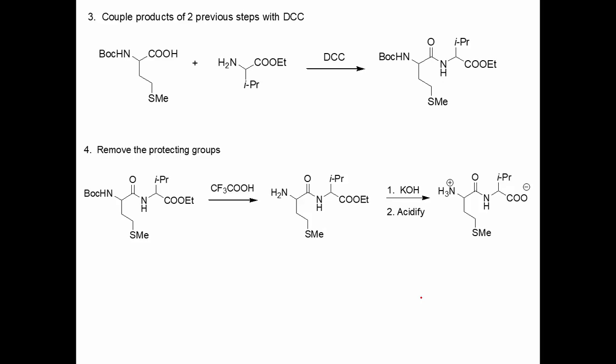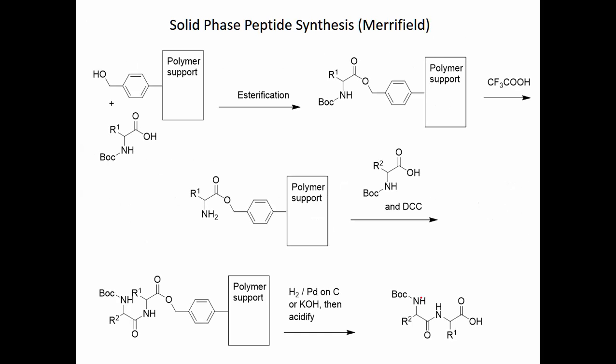Okay, so a better method had to be developed, and this won the Nobel Prize a few years ago. This is the Merrifield solid phase peptide synthesis. Okay, so what we're going to do is bind the amino acid to a solid support. Okay, so what we're going to do here now is make an ester from this polymer that has benzyl alcohol groups on it.